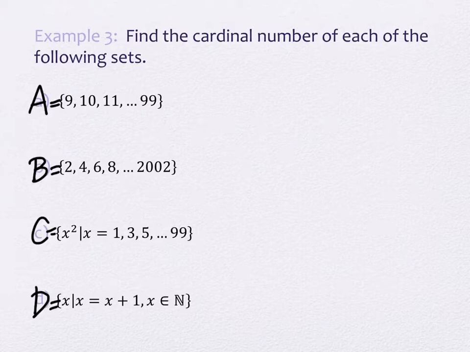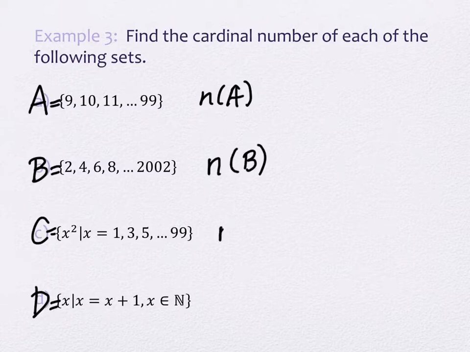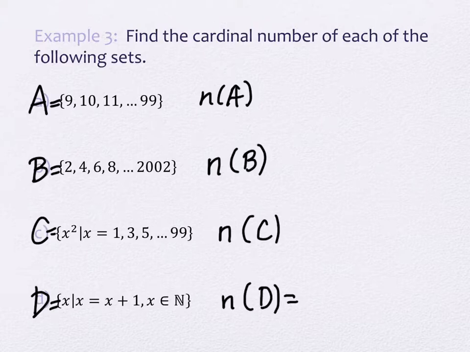So notationally, that means we want to find n of A and n of B and n of C and n of D. That's what we're looking for, the number of items each set is talking about. Now we've done some counting arguments. We did it with the Gauss stuff on the first day of class actually. So this isn't brand new on how we do counting, but we might need to remind ourselves how we do it. How would I find the number of items between 9 and 99?